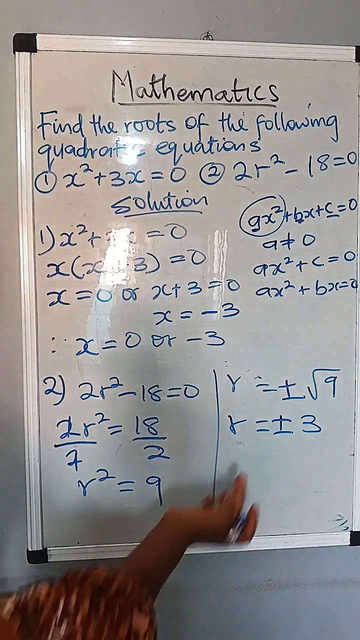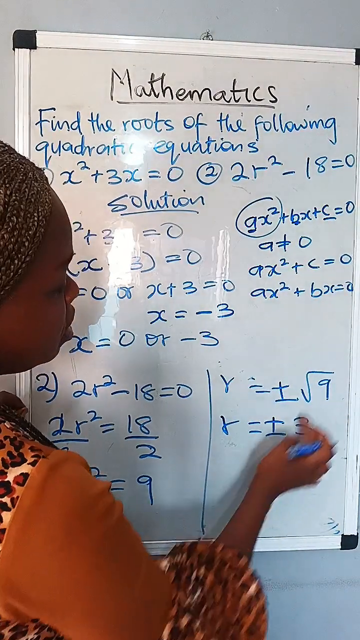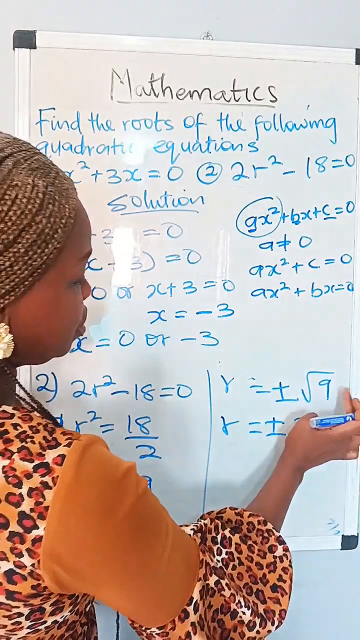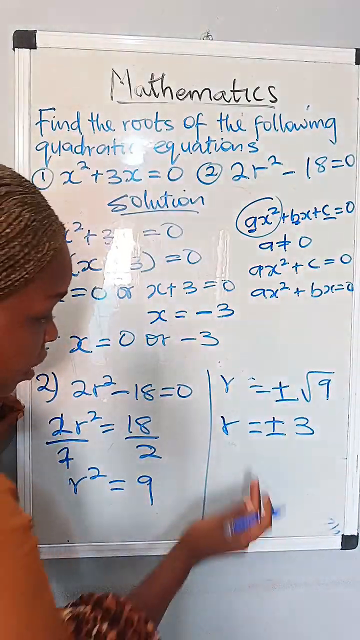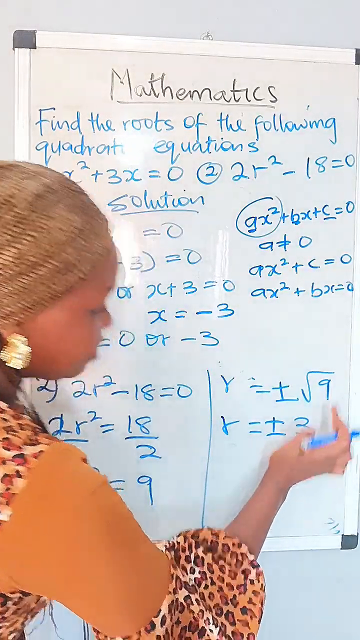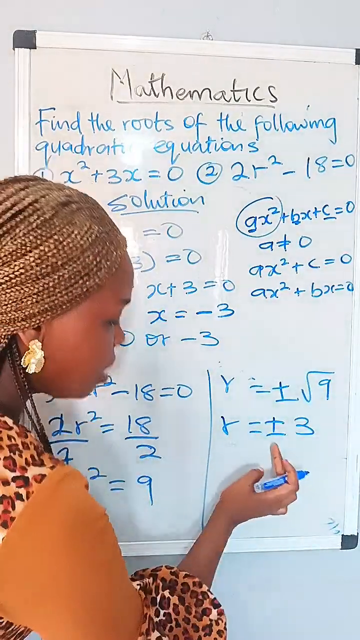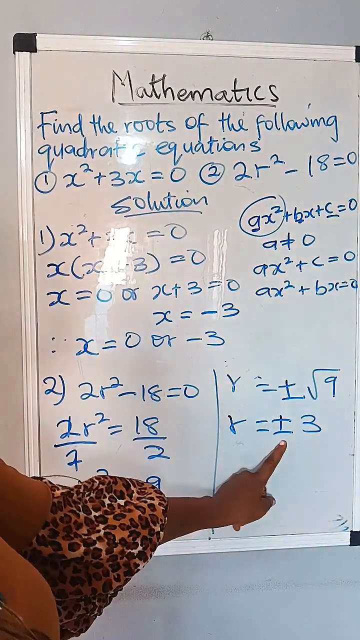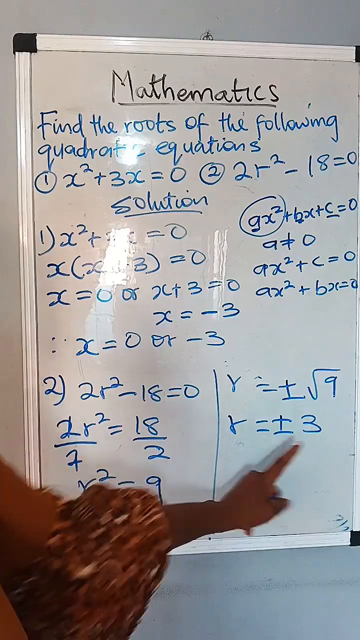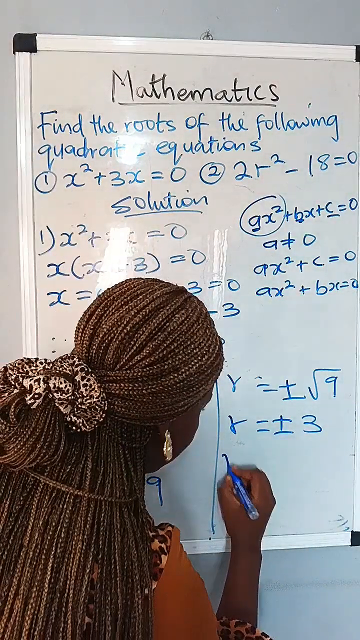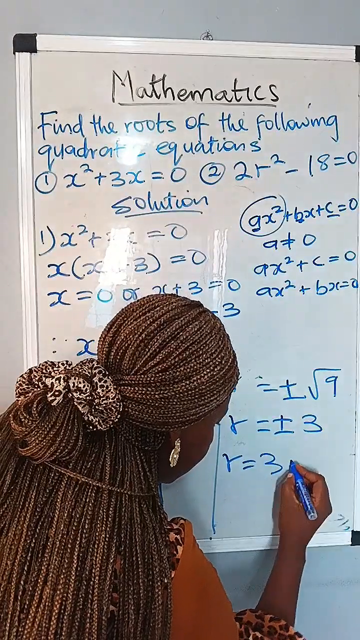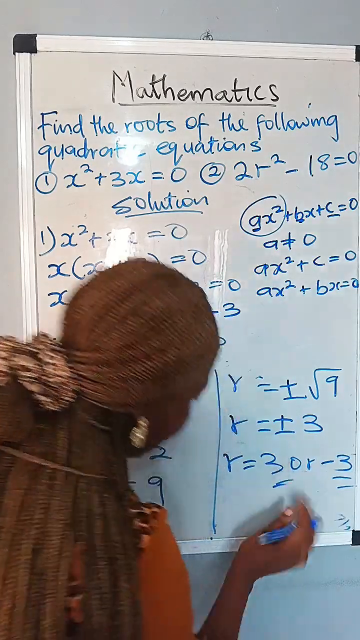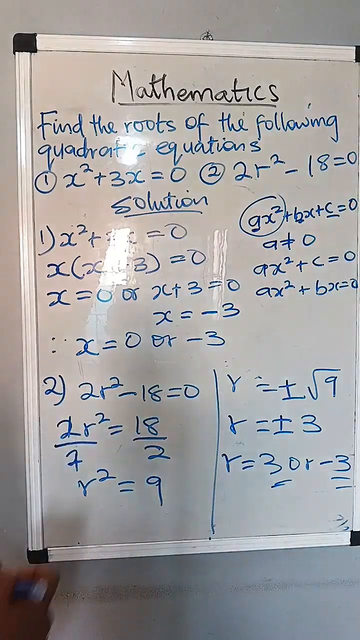Why we use plus or minus is because a square root is that number that when you multiply by itself is going to give you the number inside the square root. Okay, 3 times 3 is going to give us 9, minus 3 times minus 3 will also give us 9. So that's why we always use plus or minus for square root. Okay, that means r is equal to 3 or negative 3. All right, and these are the roots of this quadratic equation.